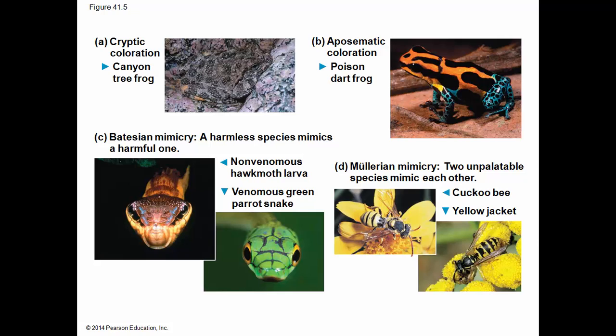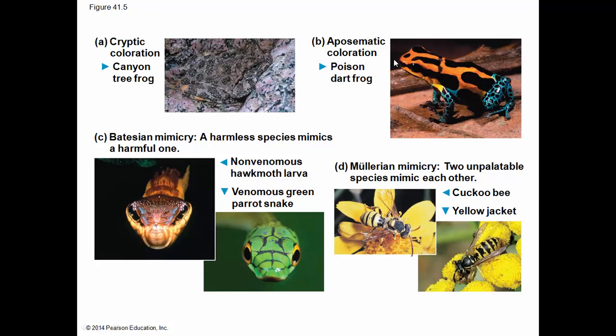Okay, here are different types of colorations which point to different types of adaptations as well. The cryptic coloration of the canyon tree frog up here in the top, it's got a kind of lumpy, dry brown skin, and it blends in with the roots and leaves that are on the ground in its environment. That's called cryptic coloration or camouflage.